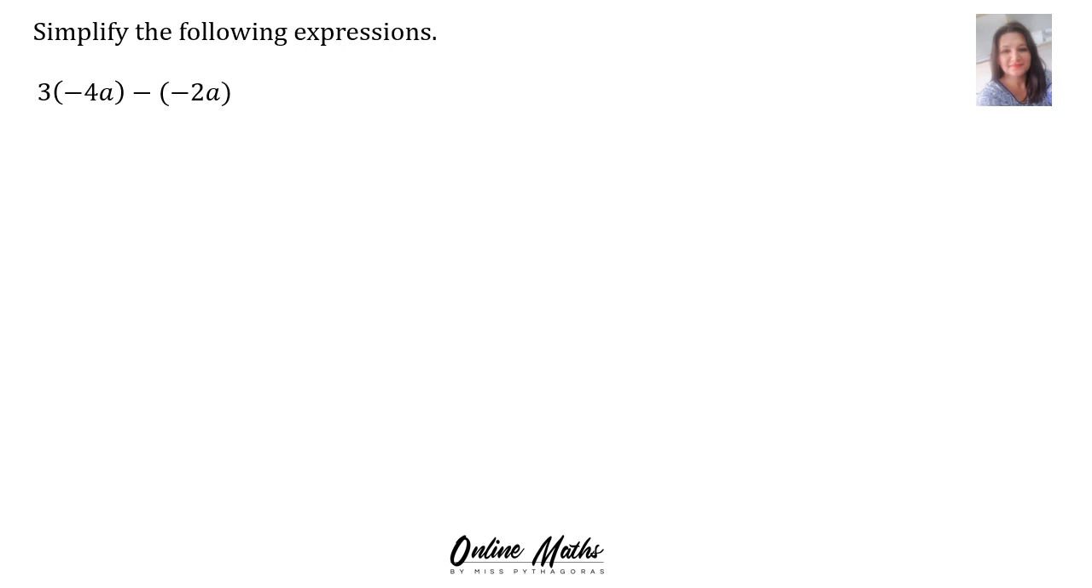Simplify the following expressions. So now we add a few variables. If there's nothing, there's an invisible plus. So we will start by saying a plus times a minus is a minus. 3 times 4 is 12a. And then the next term, a negative times a negative is a positive 2a. They are like terms, so we can add them. Negative 12a plus 2a is negative 10a.